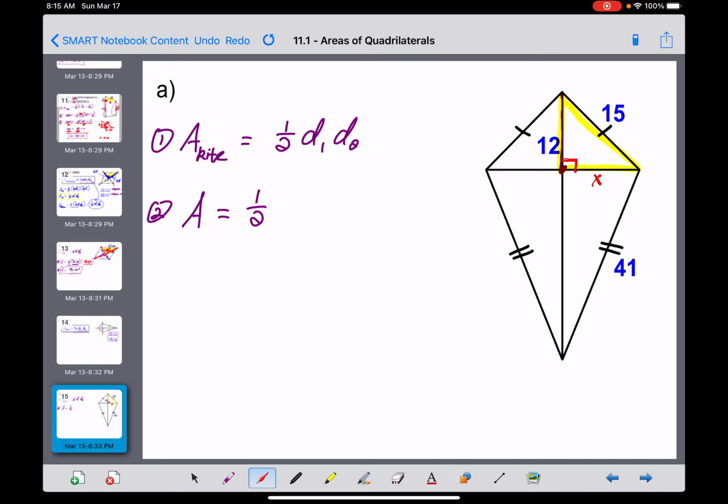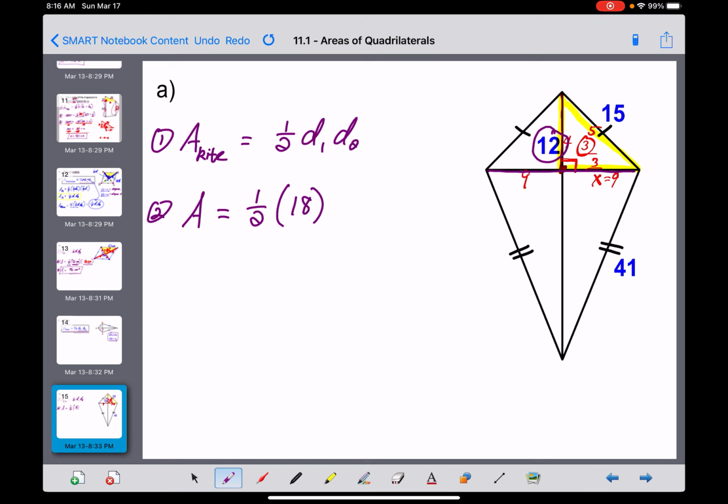12 and 15 are both divisible by 3, and when I divide out that 3, I get a 4 here and a 5 here. This is a 3, 4, 5 triple. 3 times 3 means that x is 9. Again, you can see the symmetry in this figure. This piece here is going to be 9 as well. So one of the diagonals is going to have a length of 18, which is that 9 and 9 put together.